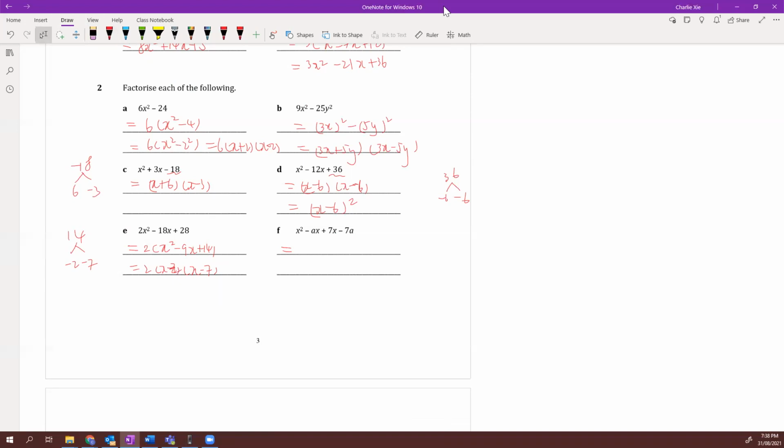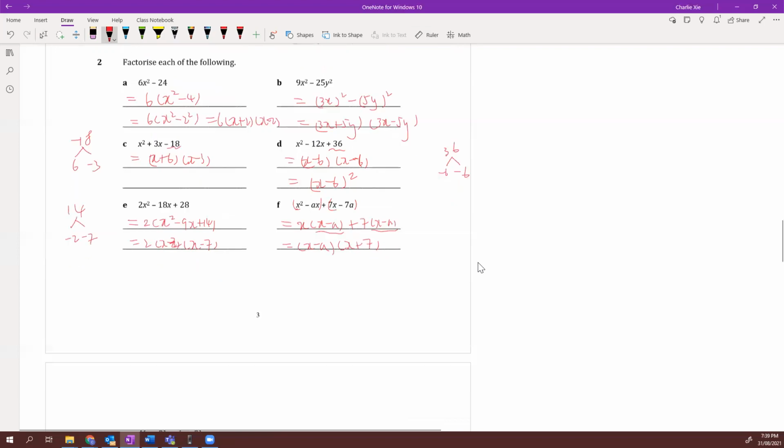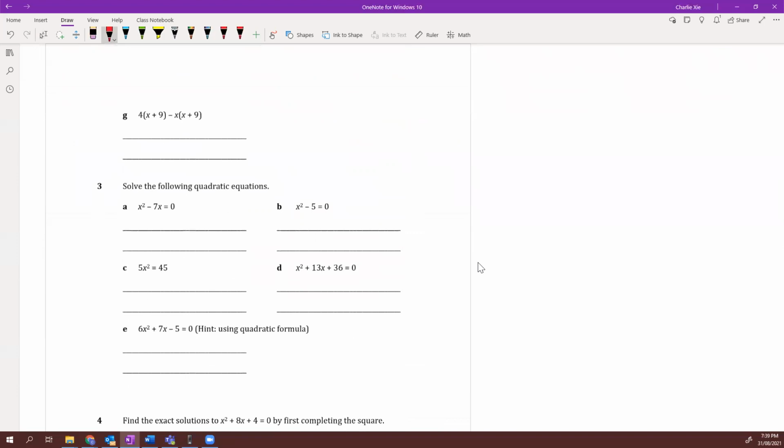Okay. All right. This one. You're going to group them. So group these two and that 2. So x bracket x minus a plus 7 bracket x minus a. And then you have common factor x minus a, bracket x minus a times x plus 7. Okay. Last one for question 2. x plus 9 times 4 minus x.